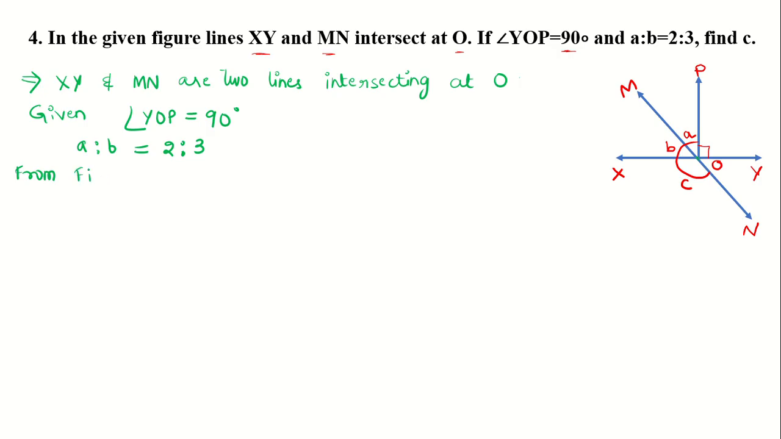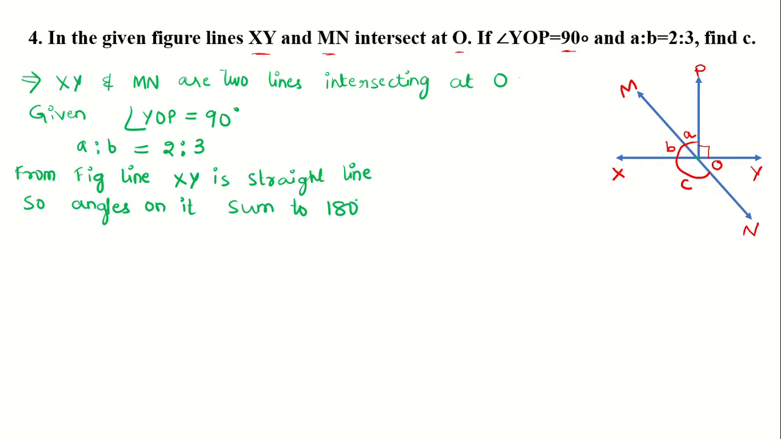Now from the figure we have line xy. What is line xy? Line xy is a straight line. So angles on this straight line sum up to how much? It sums up to 180 degrees, right?